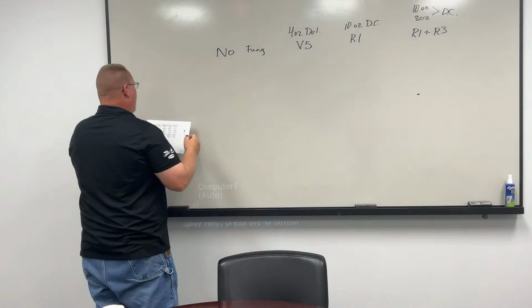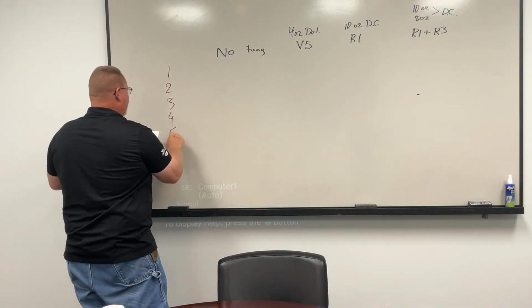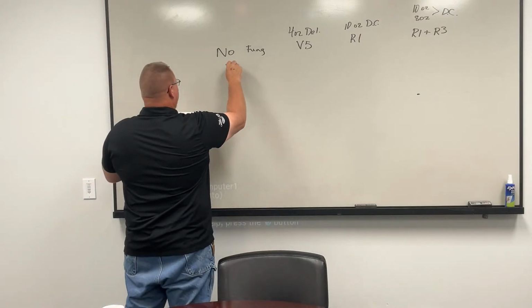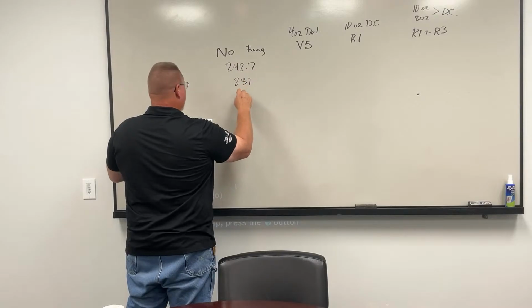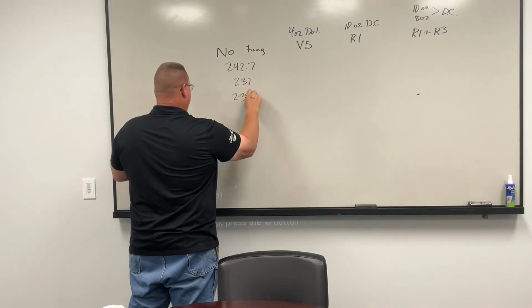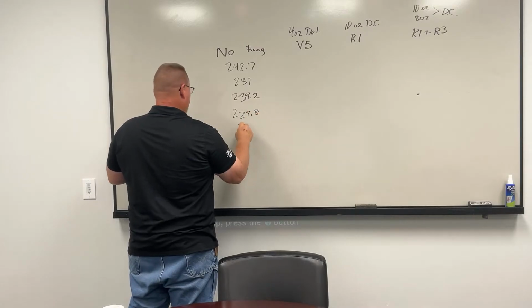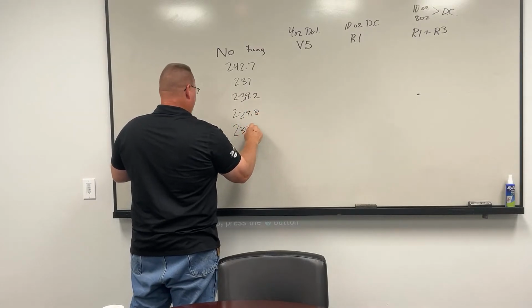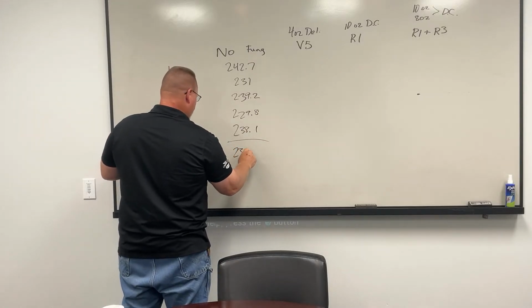Okay, so we got 5 different hybrids here. I'm just going to call them 1, 2, 3, 4, 5 for now. No fungicide, they went 242.7, 231, 239.2, 229.8, 238.1 for an average yield of 236.2.